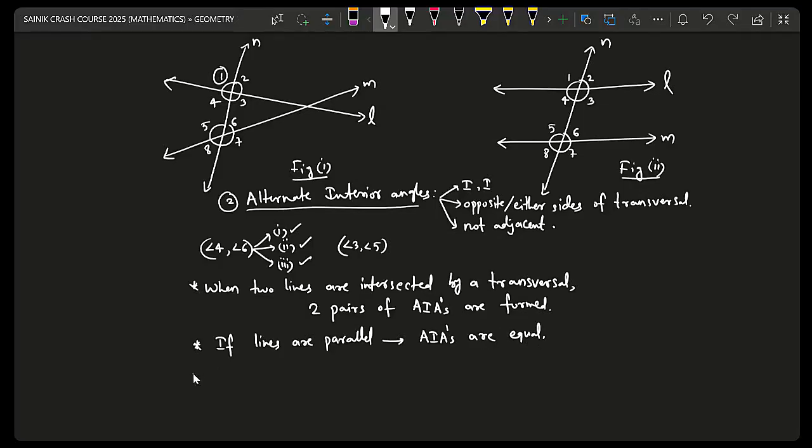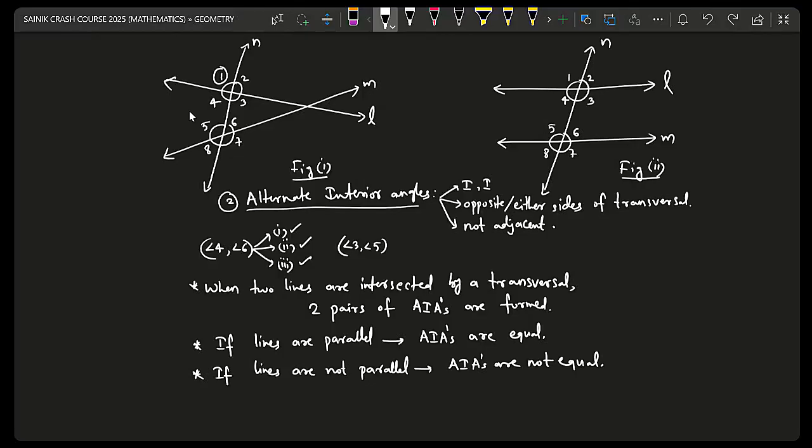And if lines are not parallel, then what can we say? Alternate interior angles are not equal. So you can check in figure number 1. L and M are not parallel. So you can say angle 3 and angle 5 are not going to be equal.